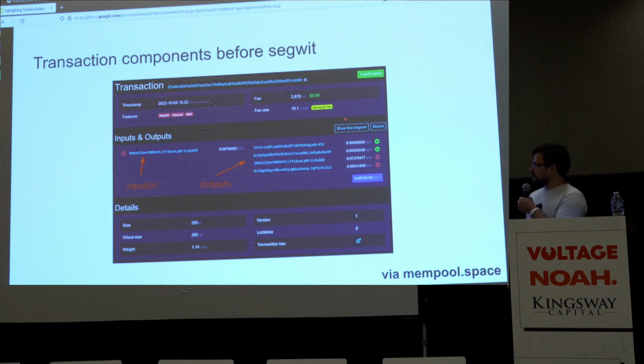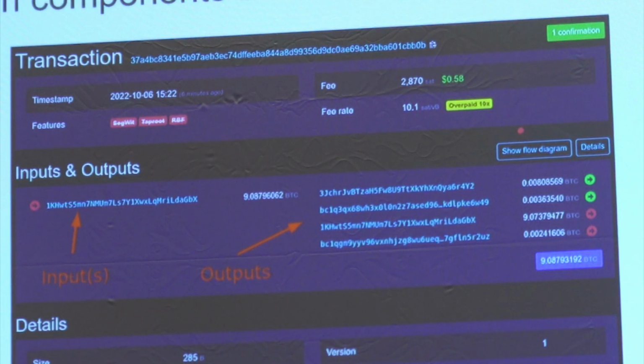Before Segwit activated, a transaction would look like this. Generally, every transaction has to have at least one input and at least one output. And so you see here, I hope you can see it, this is a paid to public key hash input with a 1 in the address. And this transaction has 4 outputs. One is a wrapped Segwit, one is a native Segwit, legacy. Doesn't matter too much for now, but you've hopefully all seen this before for some of your transactions.